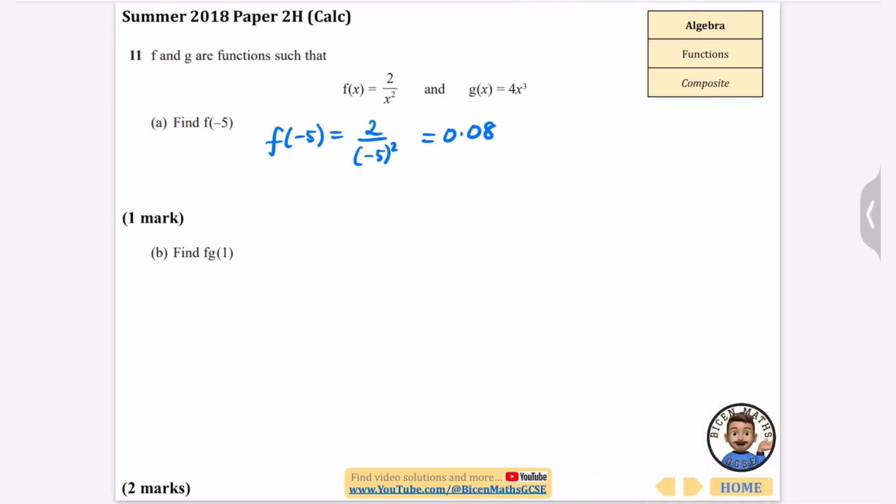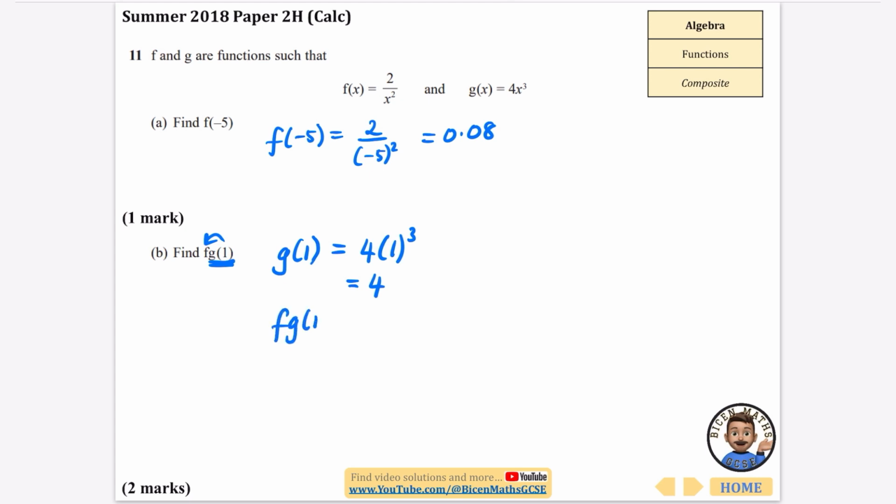Now this one is an example of a composite function. What you do for f of g of 1, the first thing you do is work out g of 1, and then you put g of 1 inside f. So g of 1 means you put 1 inside here, which is going to be 4 multiplied by 1 cubed. 4 multiplied by 1 cubed, well that's just 4 times 1, which is 4.